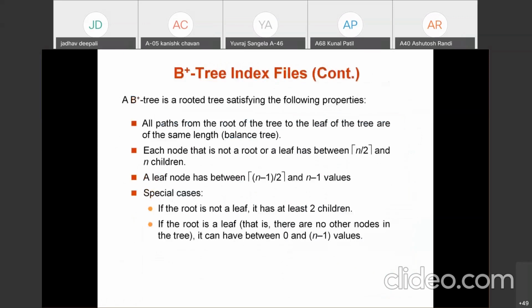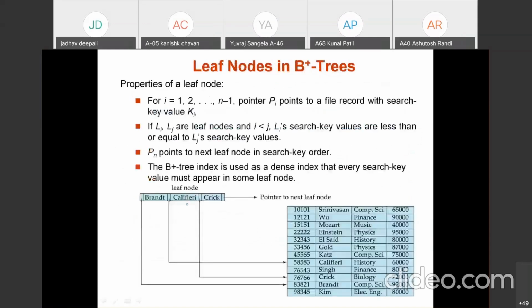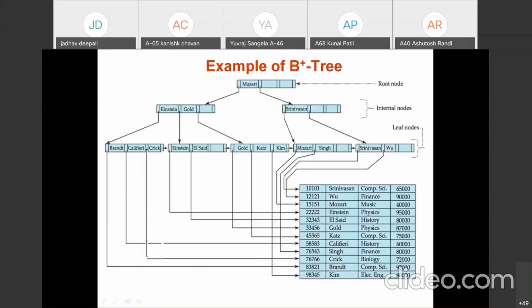Now B plus tree, what is the meaning of B? All paths from the root of the tree to the leaf of the tree are of the same length, which means it is a balanced tree. You can see here all paths. If we consider this path, it is only available up to here; this is not allowed. So all paths are balanced. All paths from the root of the tree to the leaf of the tree are of the same length.